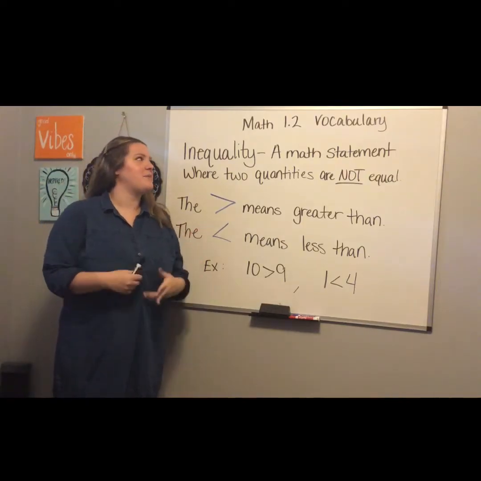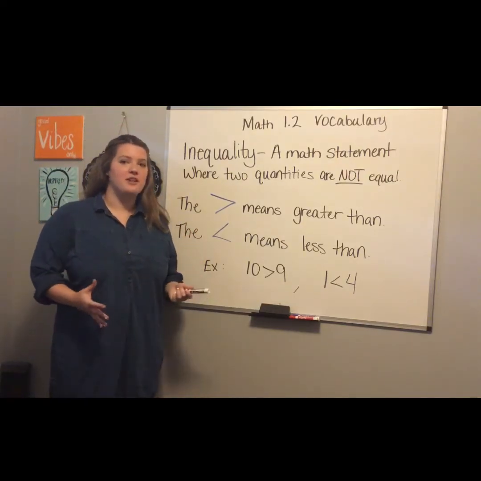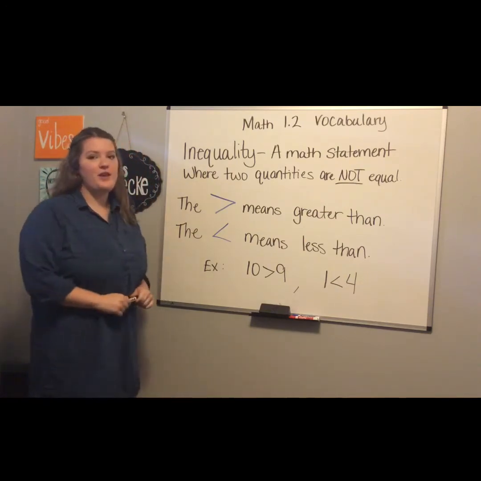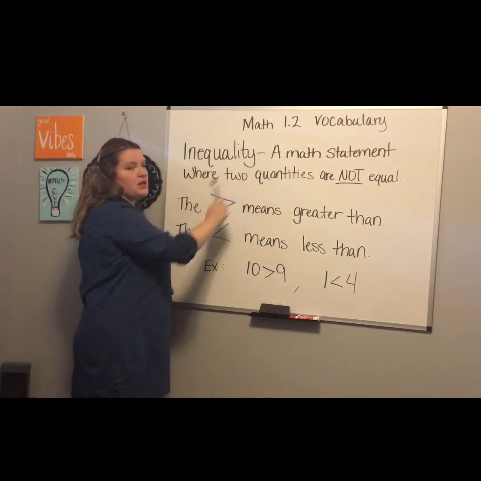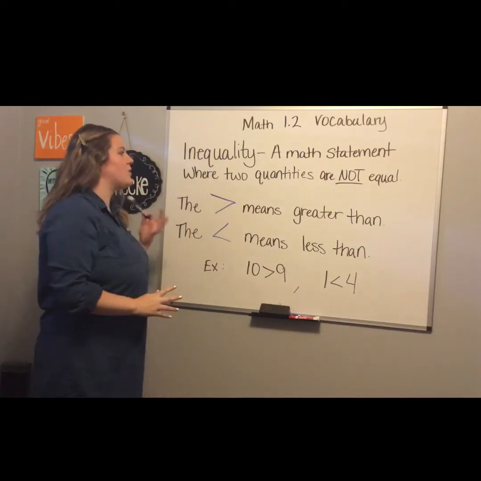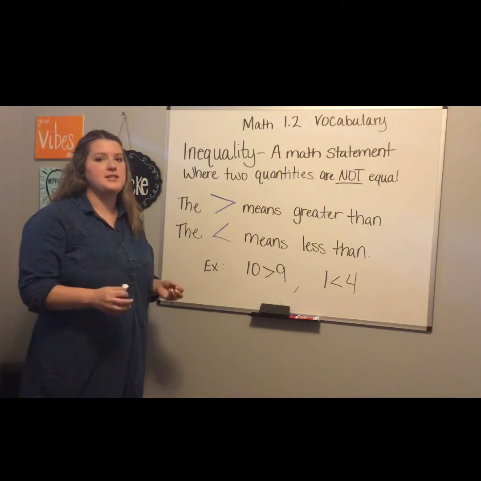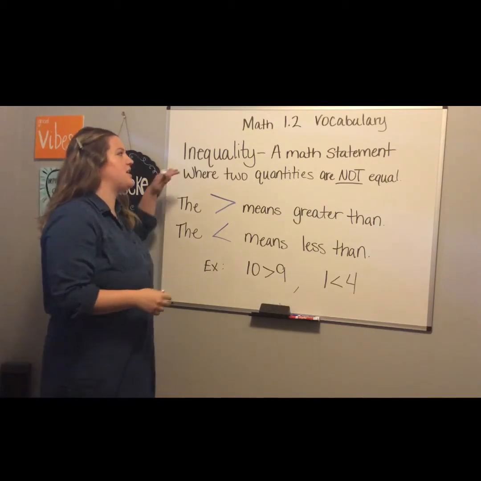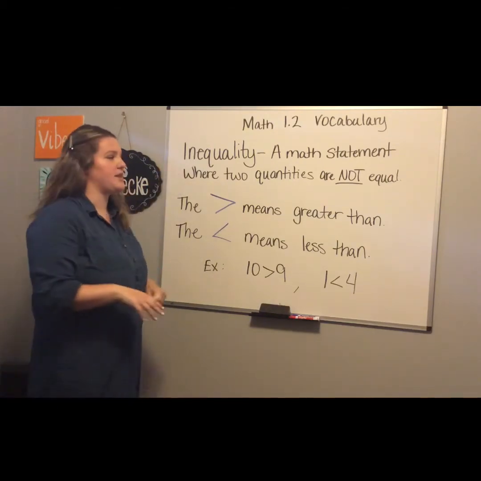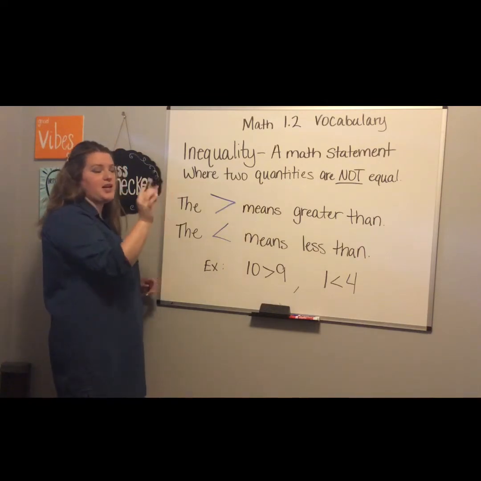Okay, so today we're doing math, chapter 1.2, and we're going to start with the vocabulary. The first vocabulary word is inequality. An inequality is a math statement where two quantities are not equal. You're normally used to seeing an equal sign, and in an inequality you will not see an equal sign. So, things you need to know about inequalities.